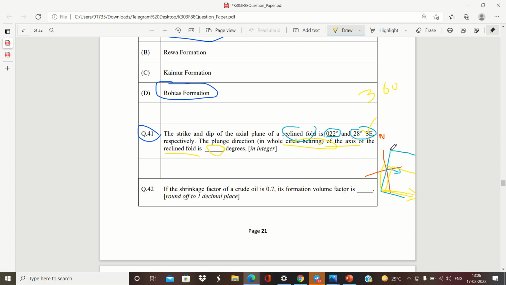So the strike is 2 and to determine the direction of dip we will simply add 90 to it. So 2 plus 90, and what we will get? We will get 112 degrees. Okay, so whole circle bearing means out of 360, in terms of three integers we have to tell, just like this, 0 to 2.